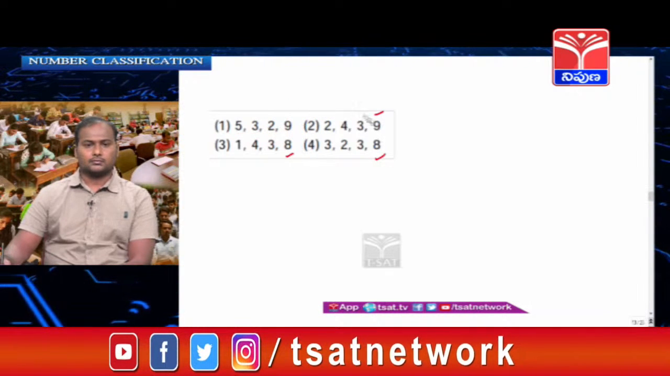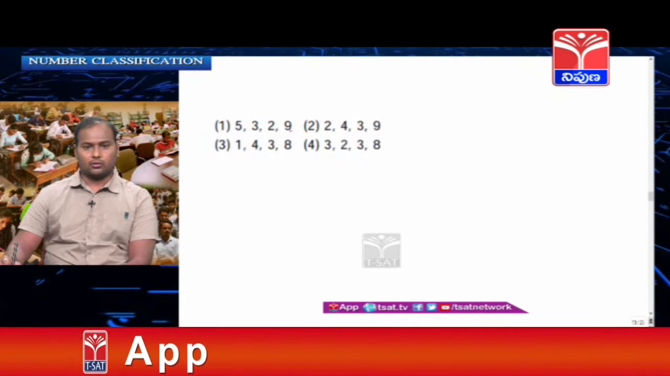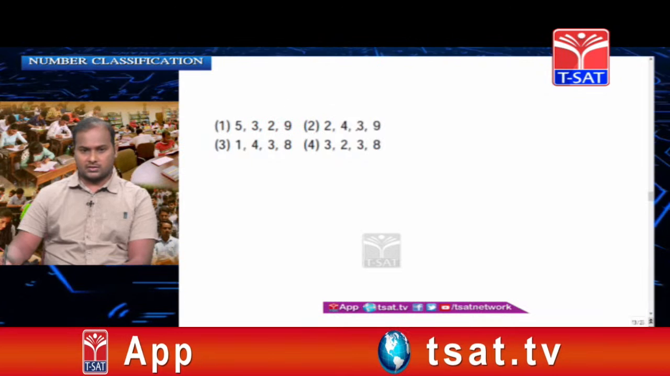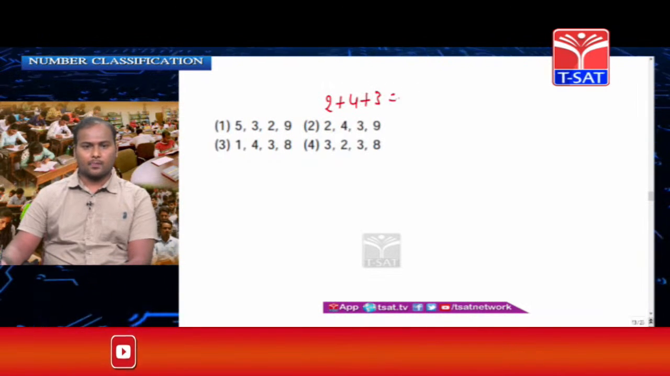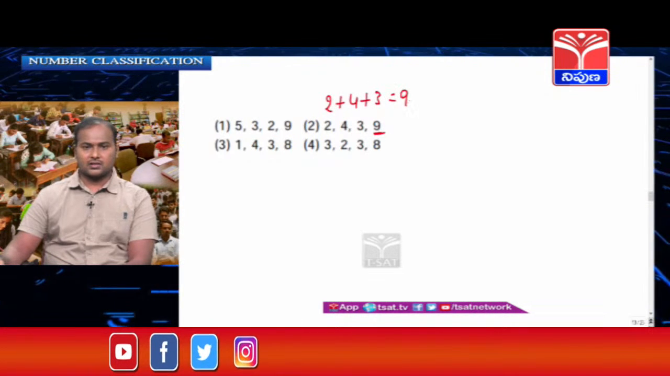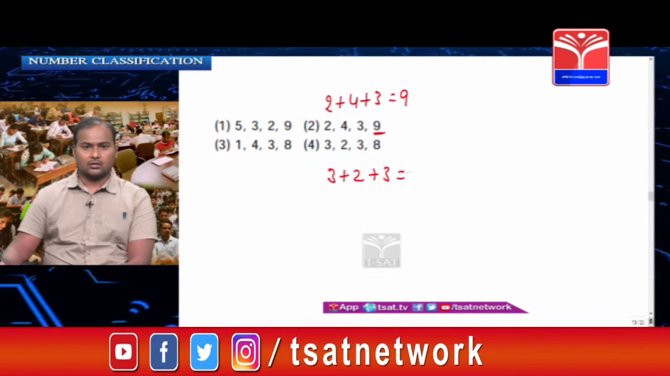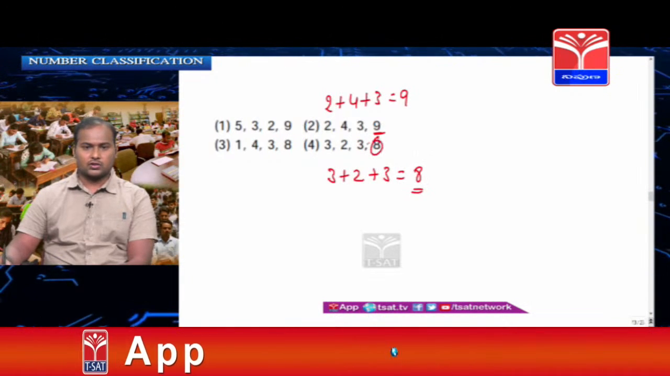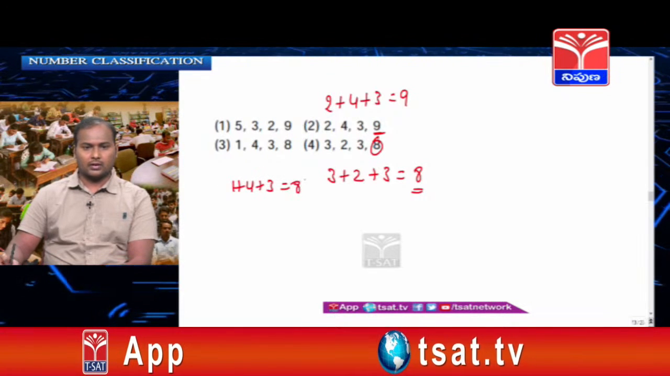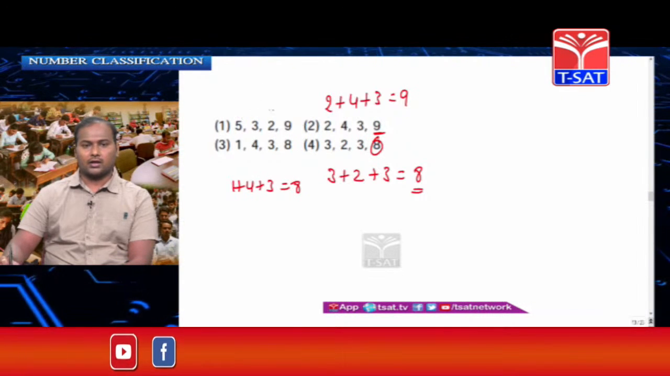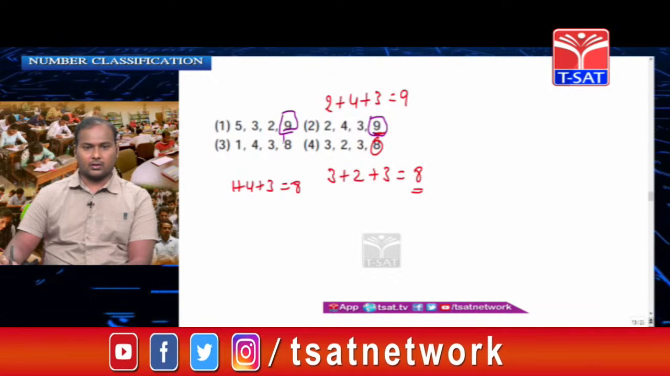So if you see here, 5, 3, 2, 9, no, you won't get the answer, but check with option 2, that is 2 plus 4 plus 3, that will be equal to the last one, that is 9. In the same way, 3 plus 2 plus 3, that is equal to 8, the last one. In the same way, 1 plus 4 plus 3, that is equal to 8. So how did I get that idea? I got that idea because in all the cases, the last number is the bigger one.